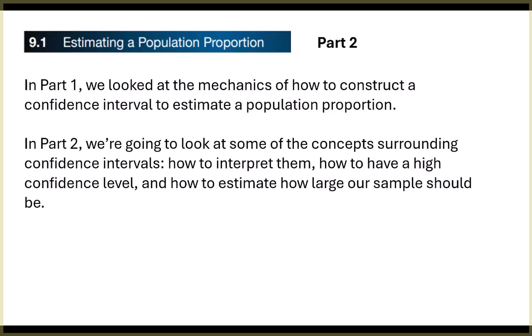So last time we looked at just the mechanical way of actually doing a confidence interval. It's very mechanical. You're just plugging numbers into a formula, basically. This time we're going to go into it in a little more depth. Well, you'll see when we get into it here. So this is still section 9.1.